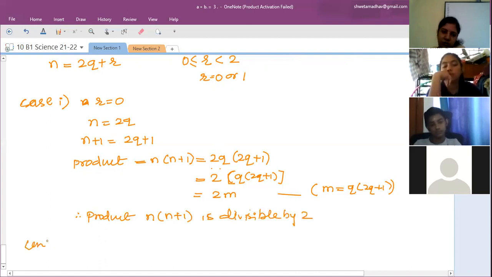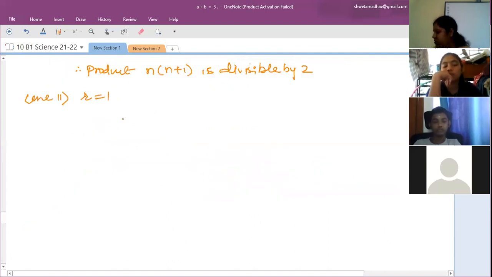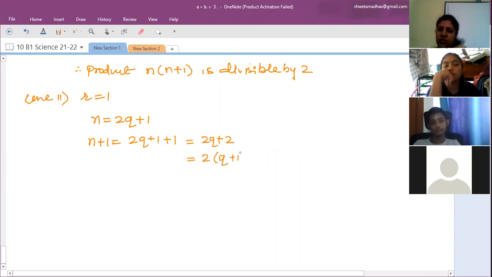Case 2, where r is 1. n is equal to 2q plus 1. And then n plus 1 is equal to 2q plus 1 plus 1, that is 2q plus 2. So can we write 2 common? Then it is 2 into q plus 1.